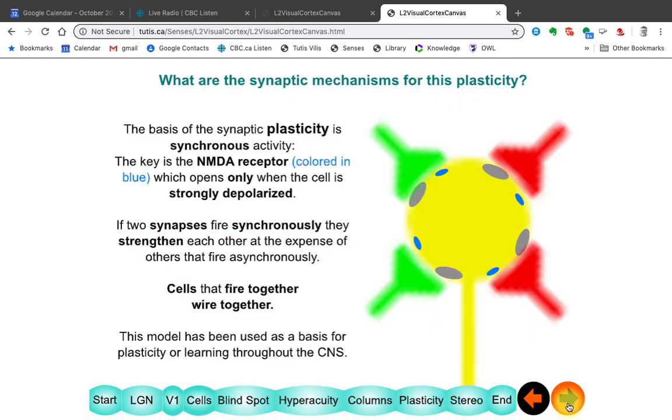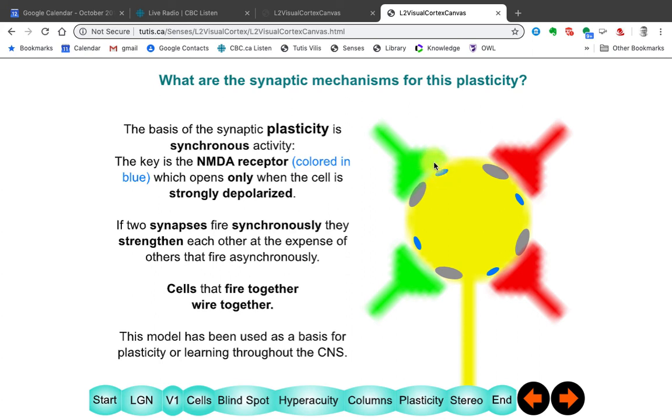Why does this happen? Well, the basis of plasticity is something called synchronous activity. Synchronous activity means something happens at the same time. So in the case of the cells that are doing these changes, it's a receptor called an NMDA receptor. It's located here, and it blocks the input coming from here.